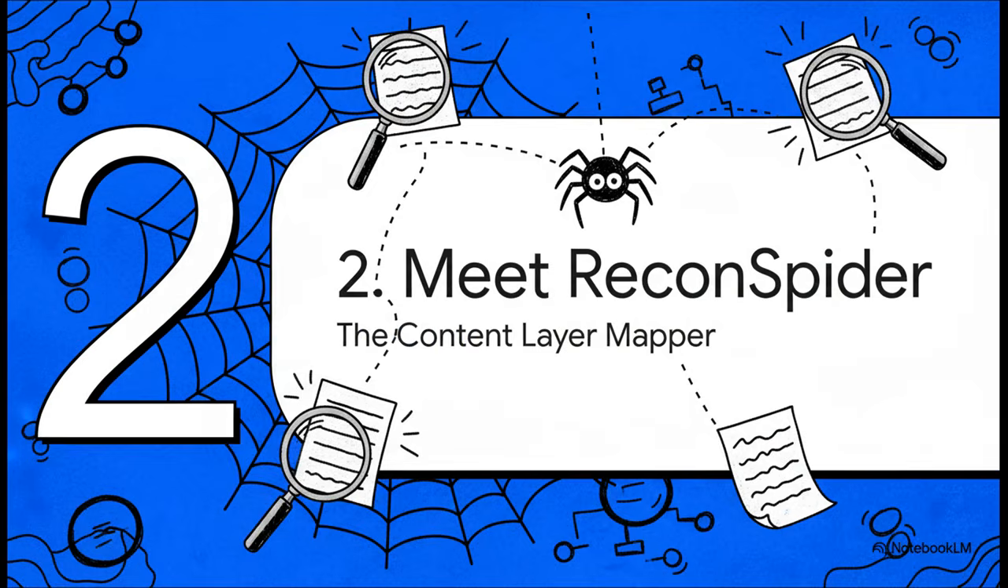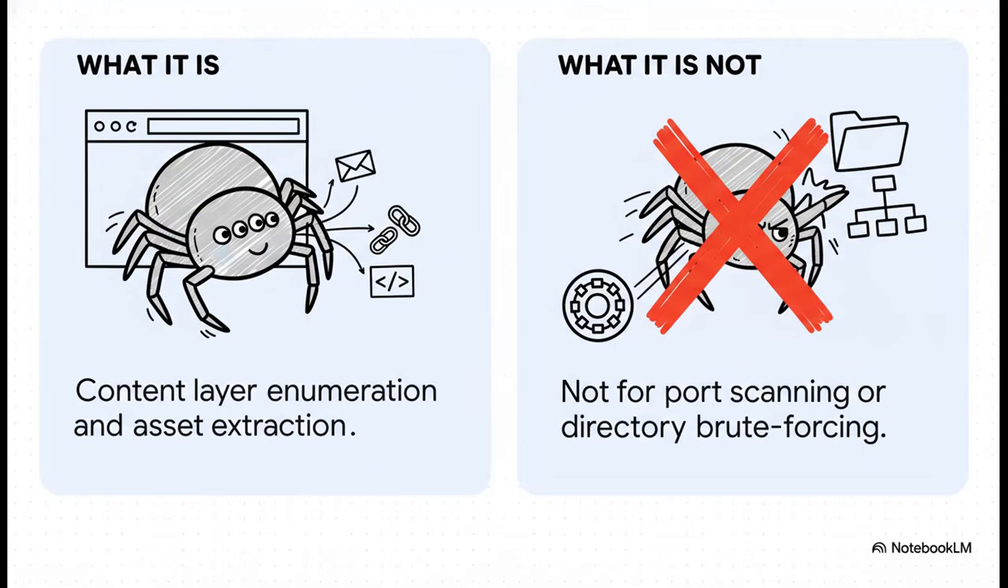And that, right there, brings us to our focus today. It's time to meet ReconSpider. This is a fantastic tool from the team at HackTheBox, and it's built specifically to find and read all those notes we've been talking about. Okay, first things first, let's be super clear about what this tool is and what it isn't. It is a content layer mapper. It crawls a site, it extracts assets, we're talking emails, links, code comments, the whole shebang. It is absolutely not a replacement for Nmap or GoBuster.